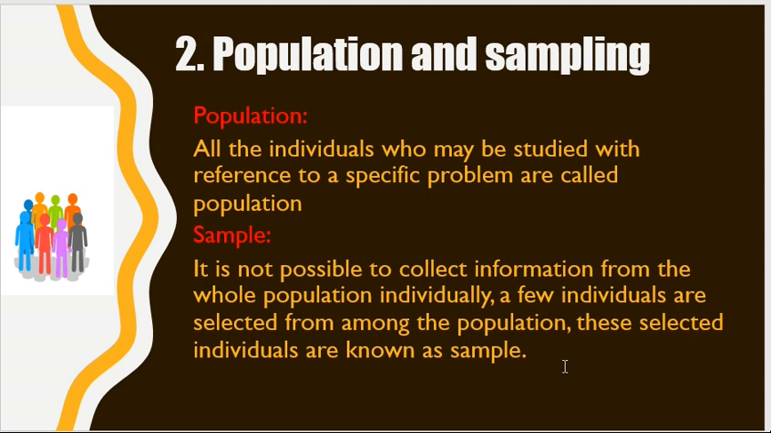Since it is not possible to collect information from the whole population individually, okay, it is not possible. It is a very time consuming process, it is very expensive, and it is a very longitudinal process if we begin to gather information from each and every person of that area. So a few individuals are selected from among the population. These selected individuals are known as sample.